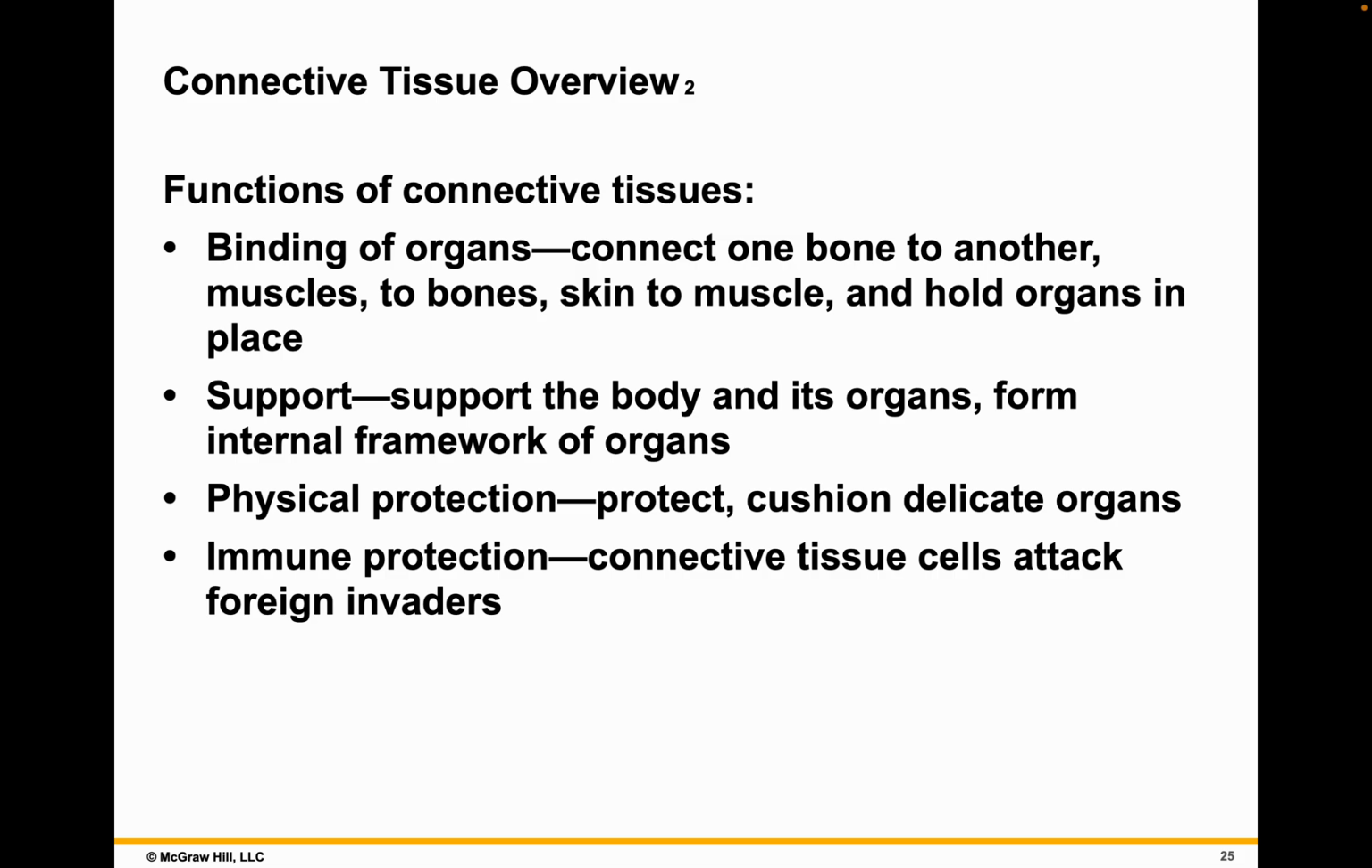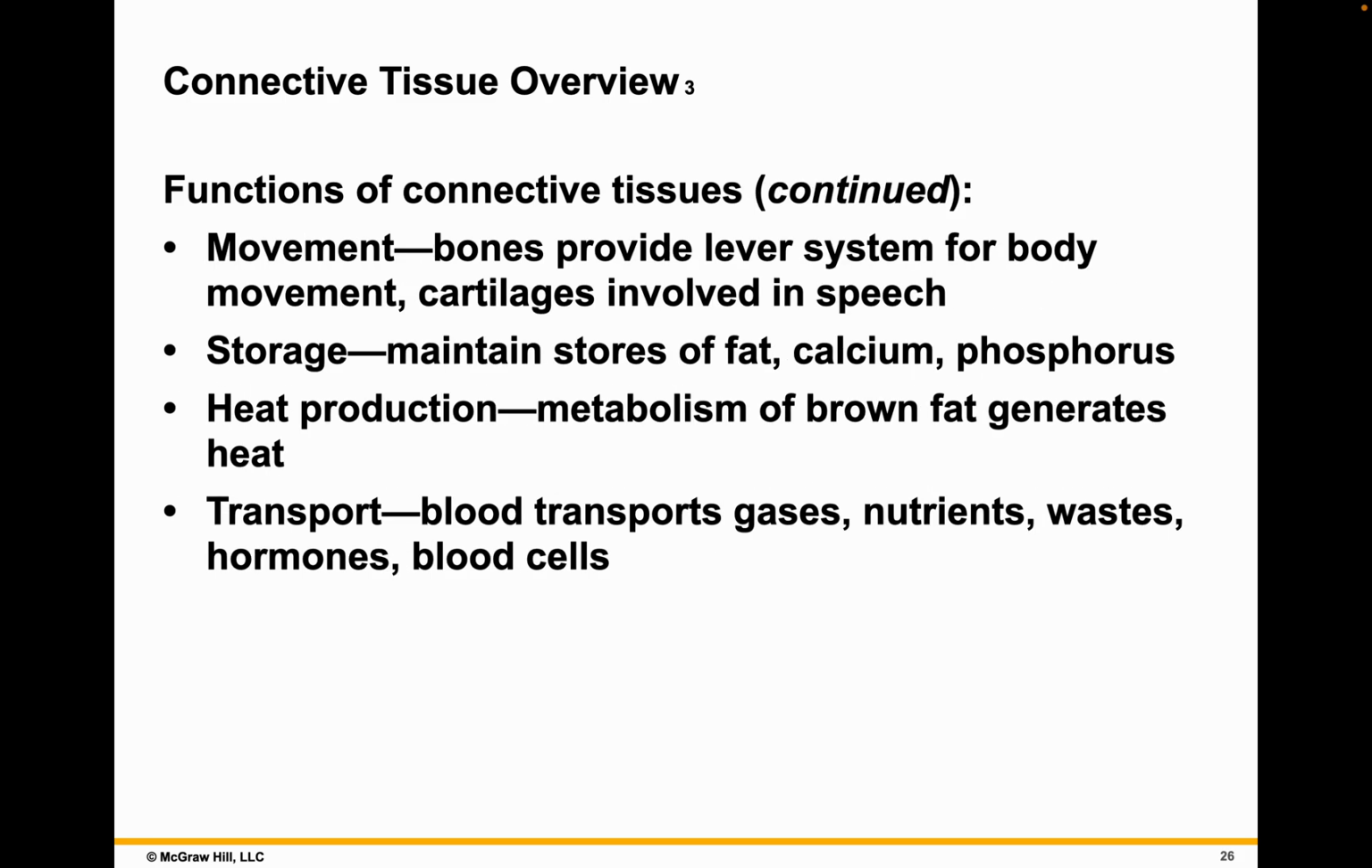Connective tissues connect things. They bind organs, connect one bone to another, muscles to bone, skin to muscle, and hold the organs in place. They provide support for the body and its organs. They form its internal framework. They provide physical protection, cushioning delicate organs, and they're also involved in immune protection, as one of the connective tissues will be the location where those immune fighting cells develop.